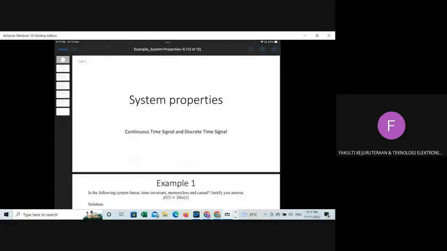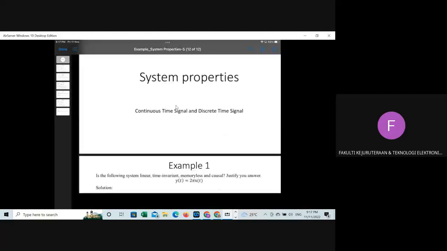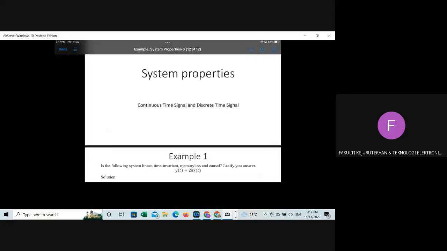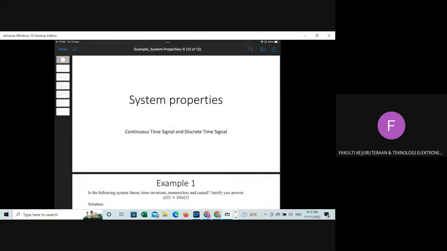System properties. There's not much you can ask, just this kind of question: linear, time variant, memoryless, causal. That is the question that always comes out. Is this system linear? Is this system time invariant? Is this system causal? So you just need to prove that.